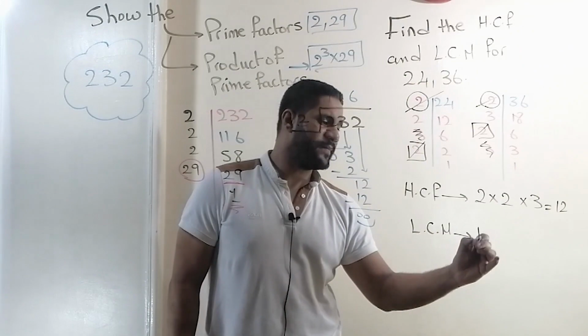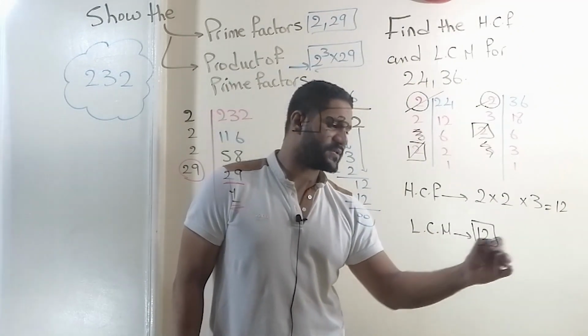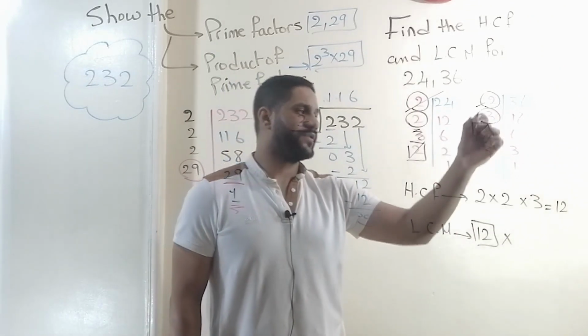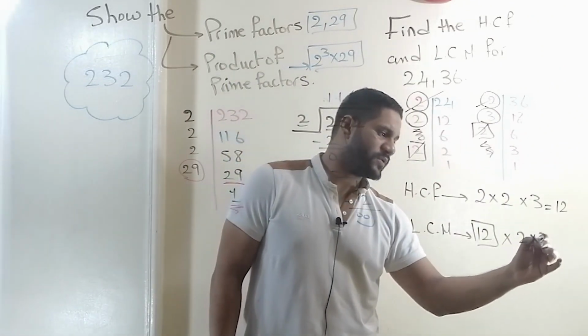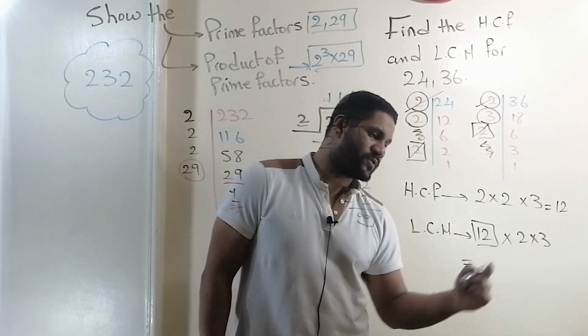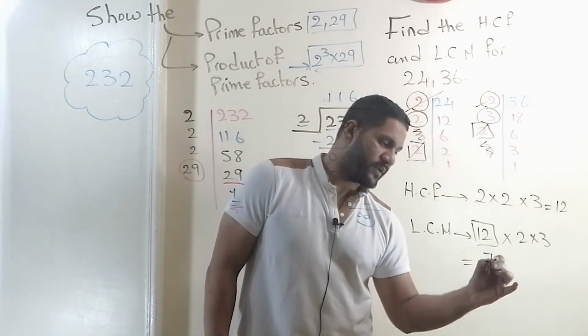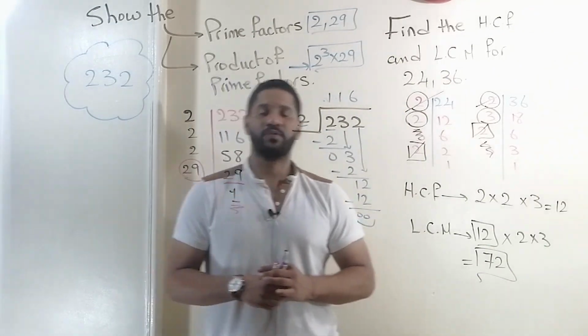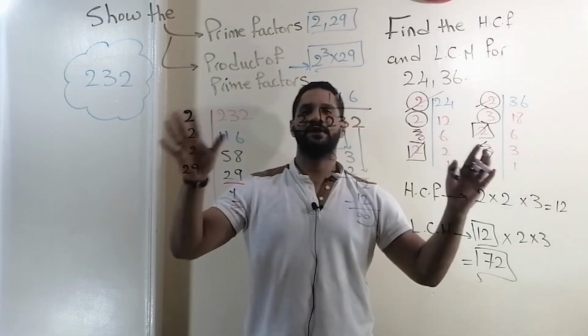To find the LCM, I take my HCF as it is, multiplied by the leftovers. The leftovers are 2 and 3, so times 2 times 3: 12 times 2 is 24, times 3, the answer is 72. Please, I do not want to see any mistakes in these questions again. Okay?